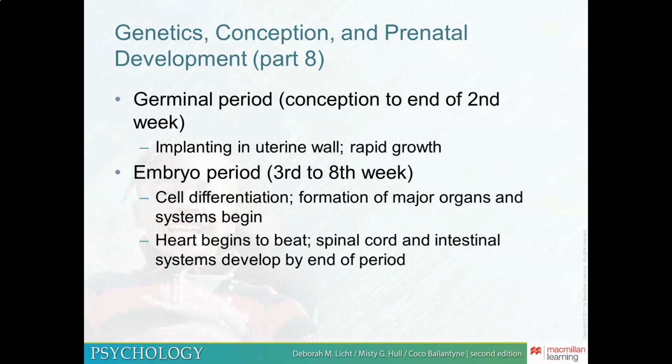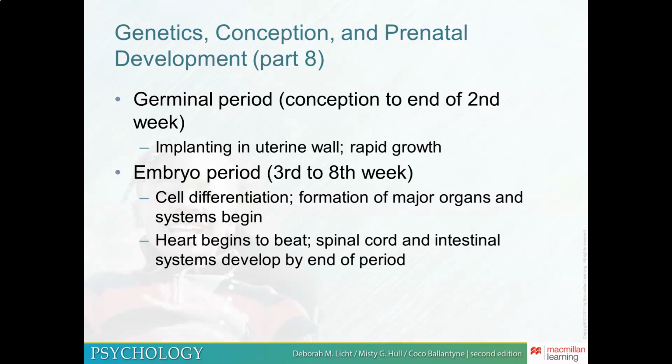Now, the germinal period refers to basically conception to the end of the second week. During that time, it is being implanted in the uterine wall, and that's where rapid growth starts to occur. And now, the embryo period, that's from the third to the eighth week. That's when cells start differentiating. They become different from one another, resulting in the formation of a unique future human.